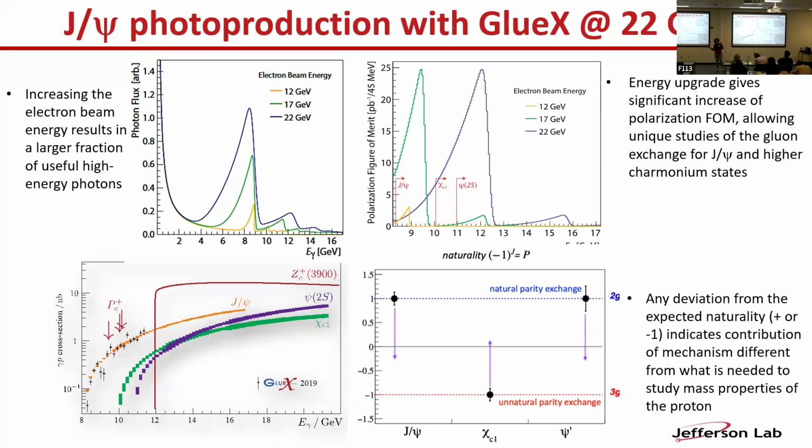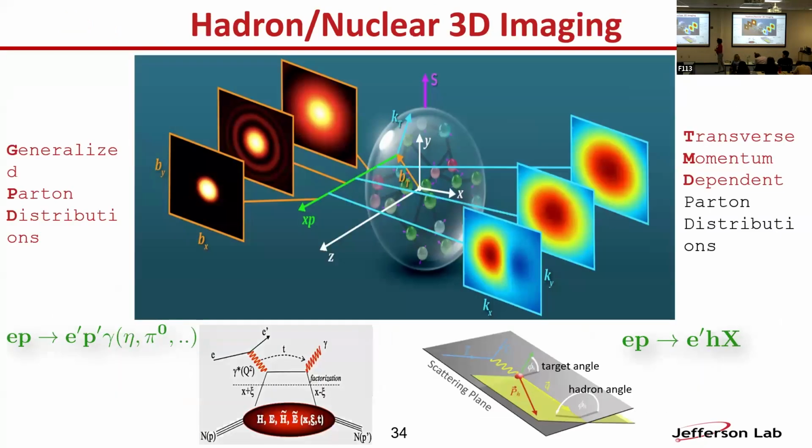We will increase the luminosity. We will do this before the 22 GeV also, because we are running the GlueX experiment at higher statistics. The SoLID experiment also has a program to measure the J/psi at high statistics as well.